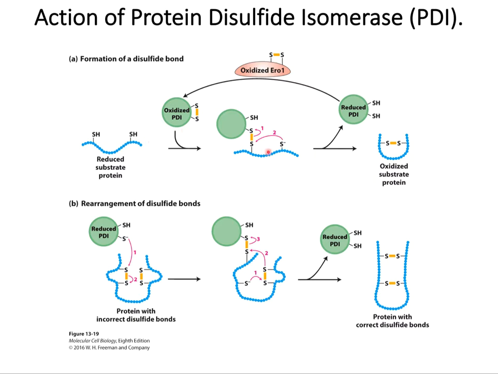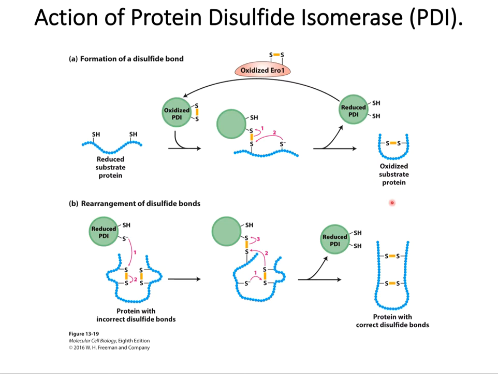form. So in the upper panel, what you can see is that the substrate protein's ionized cysteine thiol reacts with the disulfide bond in oxidized PDI to form a disulfide-bonded PDI-substrate protein intermediate. Then the substrate protein's second ionized thiol reacts with the intermediate, forming a disulfide bond within the substrate protein and releasing the reduced PDI.